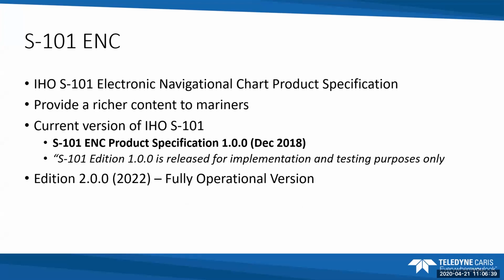And it's providing a richer content to mariners. For example, it's carrying more information like update features to highlight changes brought in by an update, or text placement to control how the text is positioned. So it's more than what mariner gets from the S-57 ENC now. The S-101 edition 1 was released back in December 2018 for implementation and testing purpose only.